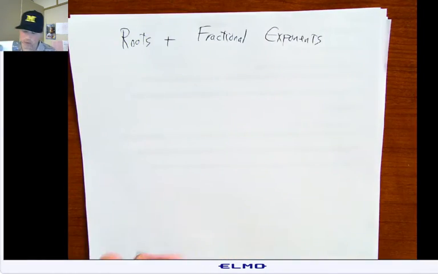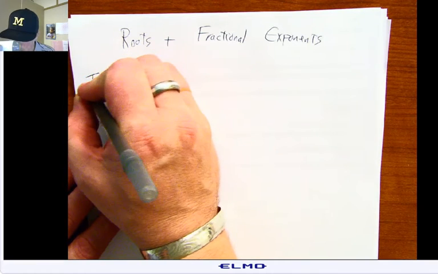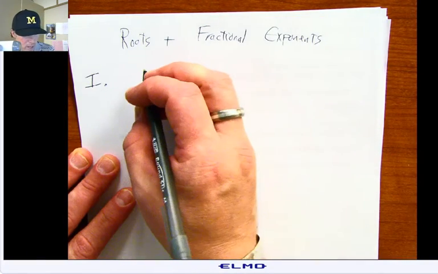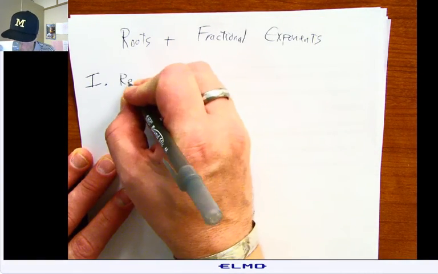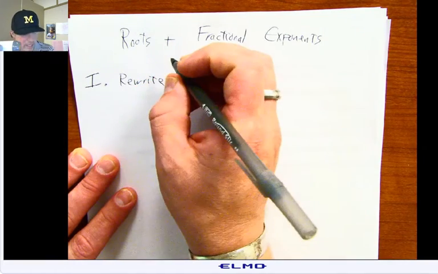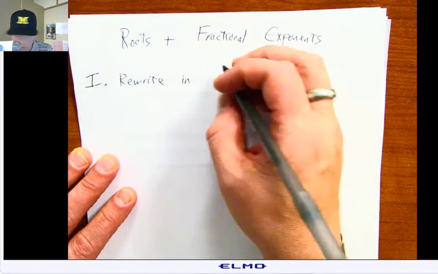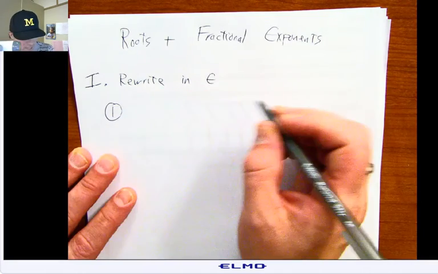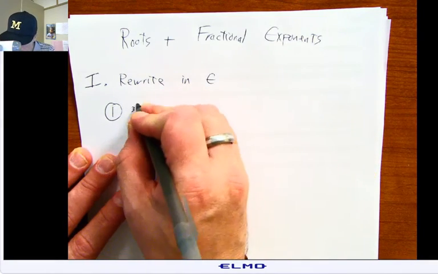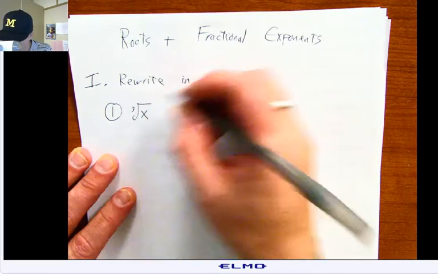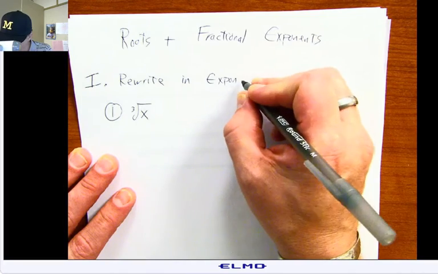But the first thing we're going to do is set up what's going to happen on not this lesson, but tomorrow's lesson. In that one, we're going to be rewriting expressions that are either in radical form or exponential form. For example 1, I'm going to give you the cube root of x, and we are to rewrite this expression in exponential form.